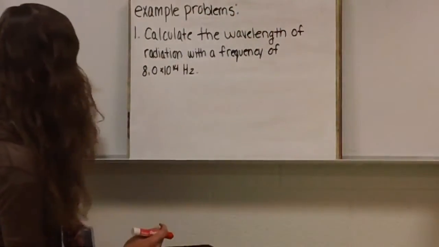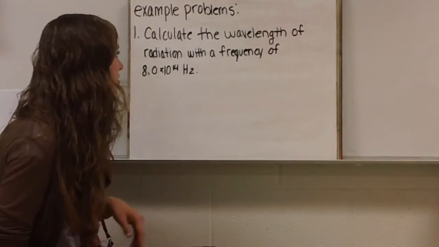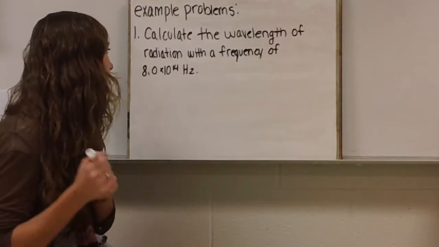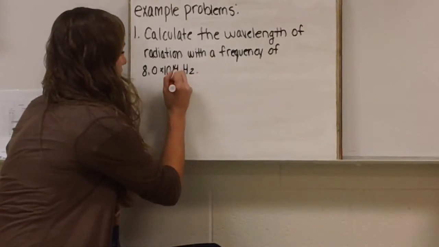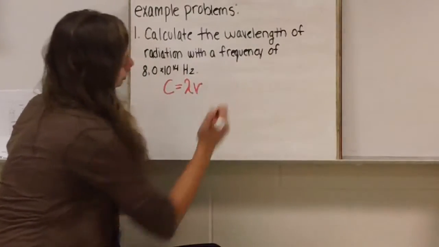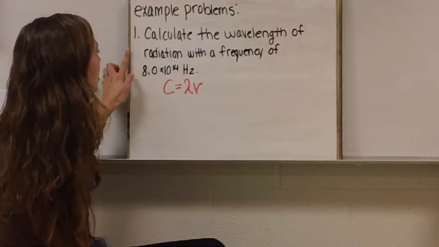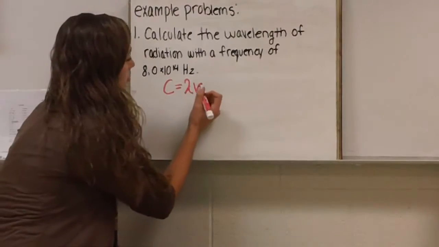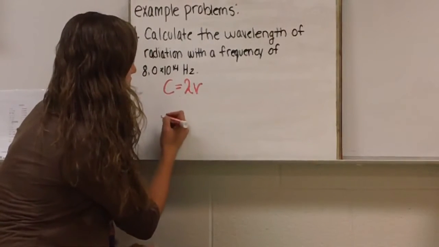So let's try an example problem for light. So we want to calculate the wavelength of radiation with a frequency of 8.0 times 10 to the 14th hertz. So we have our equation, c is equal to lambda nu, and we're solving here for wavelength. So what we want to do is solve our equation for wavelength.